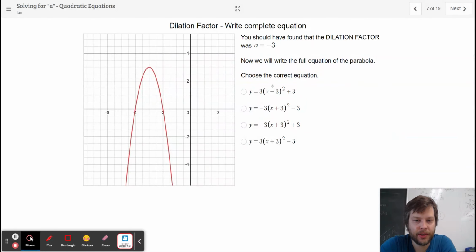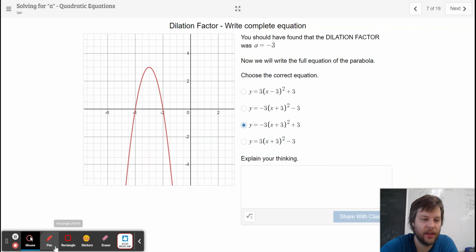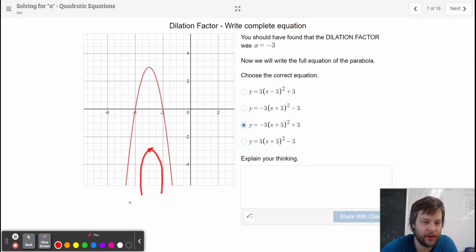Now we have the full equation. And so this is the correct version because it has the correct vertex of +3. The one on top of it is close, but it has a vertex of -3. So that would have looked like the same shape just down here instead. But we wanted to have the correct vertex.